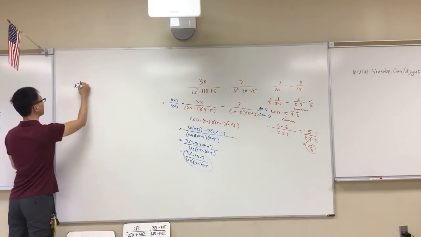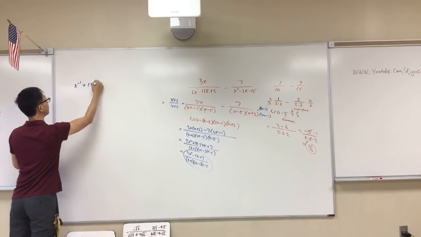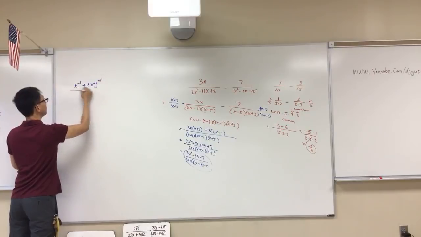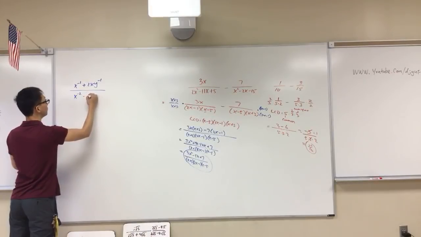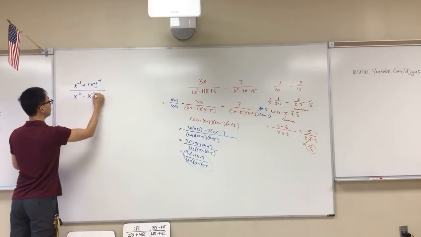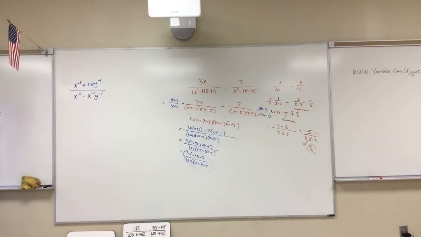plus 2xy to the negative 1 over x to the negative 2 minus x to the negative 2 y to the negative 1. Okay, this is a very difficult question. You have to be careful with what the negative 1 is, or that negative 2, and to which power it applies.